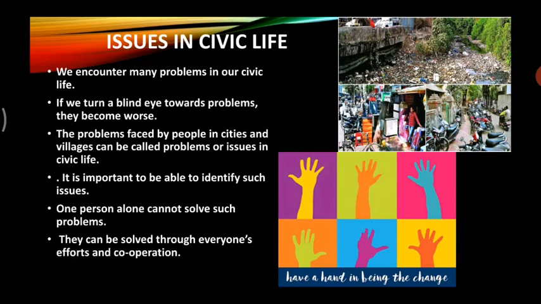Then the next one says, one person alone cannot solve such a problem. That means everyone has to come together. Then only we can manage to solve some problems. The last point says they can be solved through everyone's effort and cooperation. Now, cooperation means everyone needs to help together. Then only we can solve the problem easily and faster.